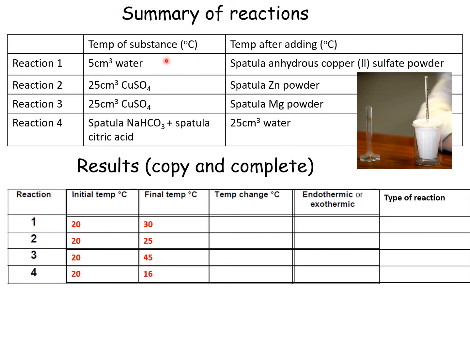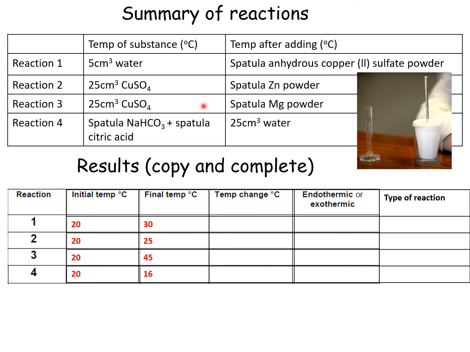So here's a summary of the reactions. For reaction 1, it's just 5 centimeters of water. You take the temperature and then add a spatula of anhydrous copper 2 sulfate powder, then take the temperature after. And you record the temperature which it finally reaches. So when it stops increasing or decreasing, that's when you take the temperature, when it stopped moving. That's the final temperature you record, sorry.